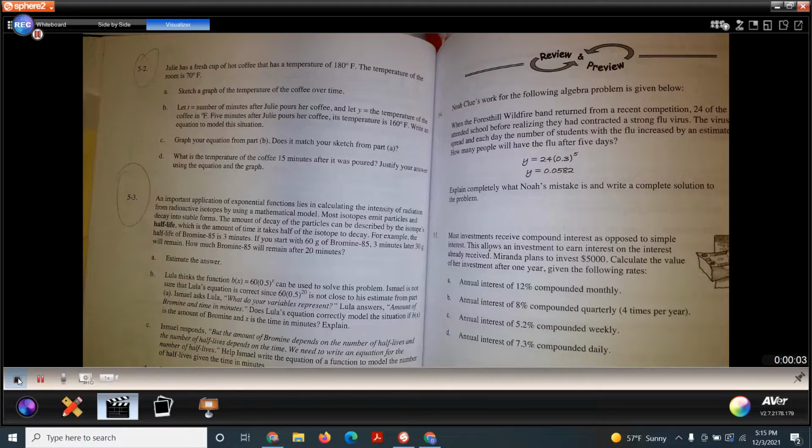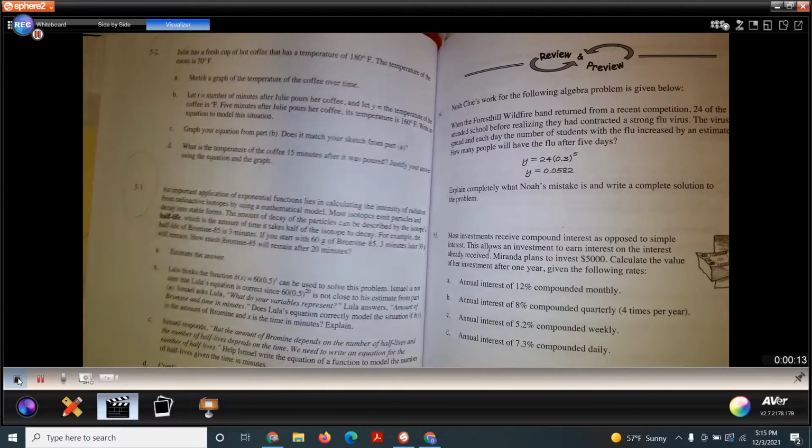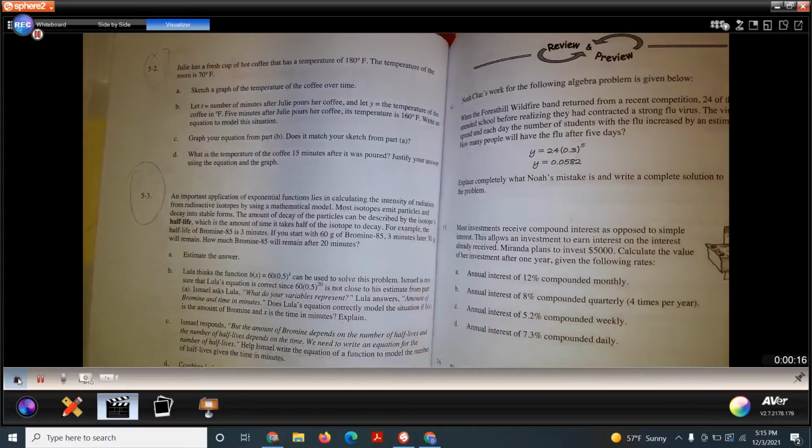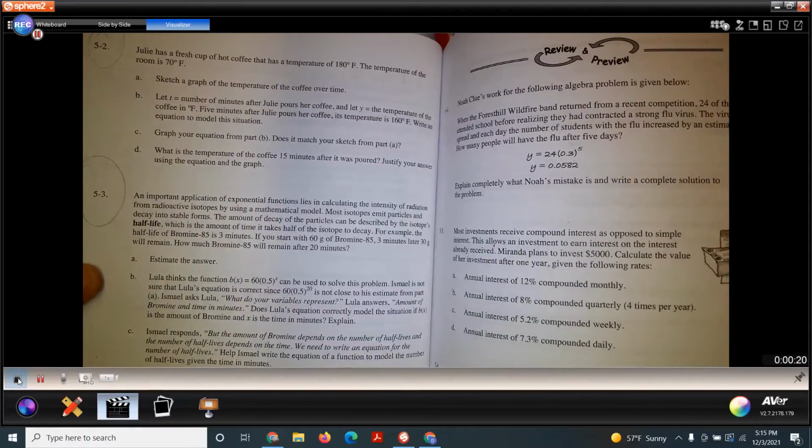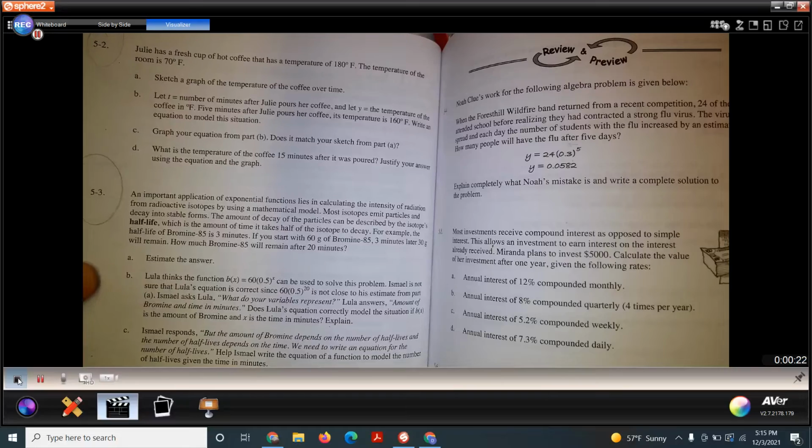Here's pre-calc. It's lecture, you could call it part 4 of 5.1.1. Again, we're working on these exponential word problems with the modeling with exponential equations.